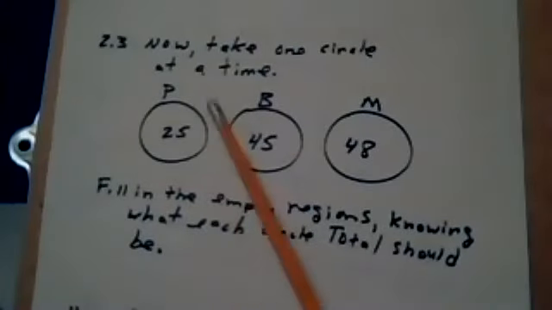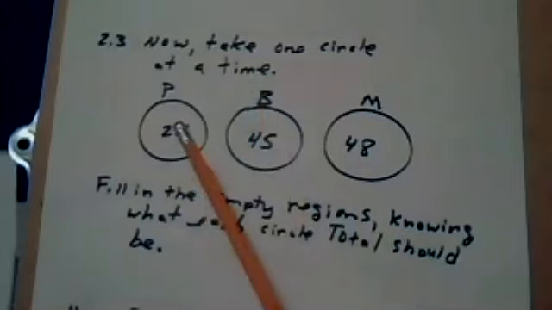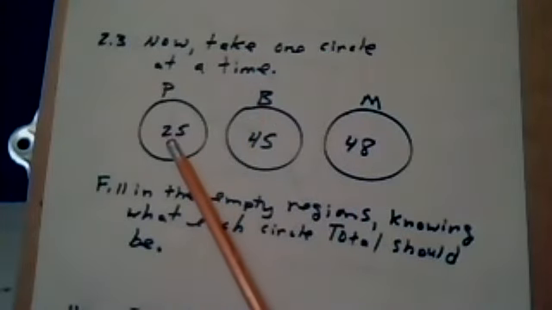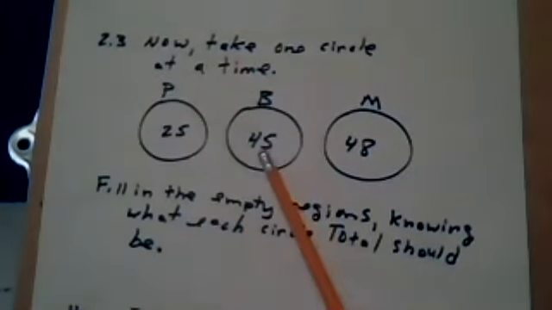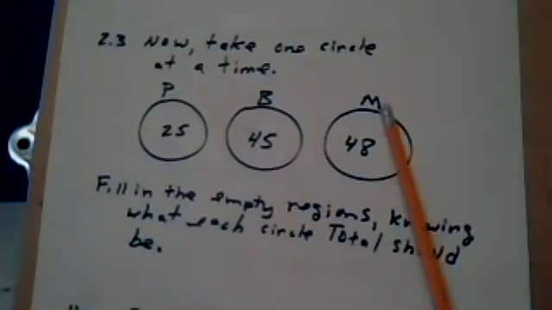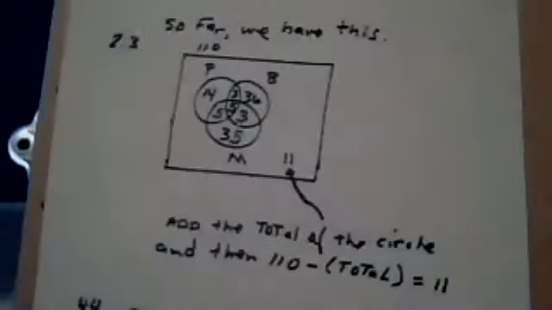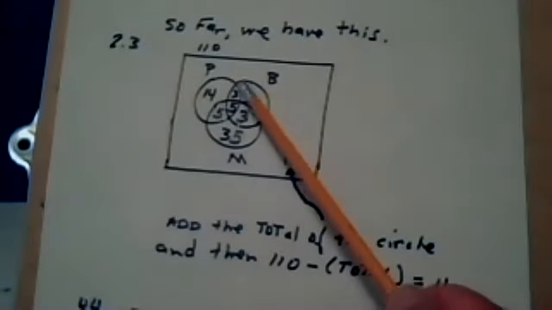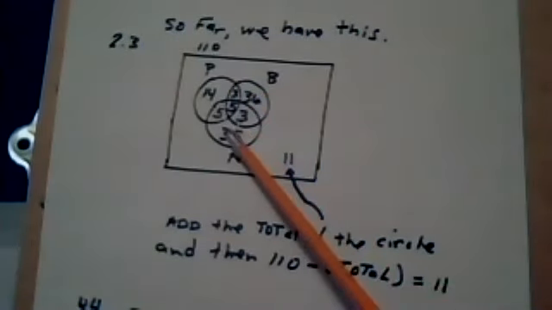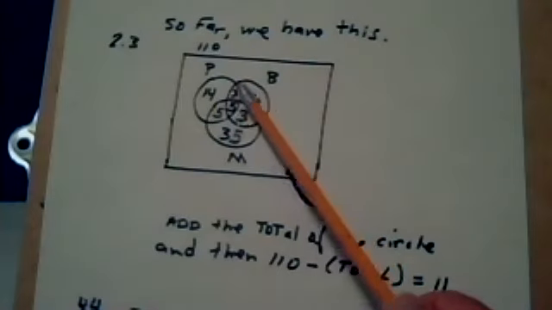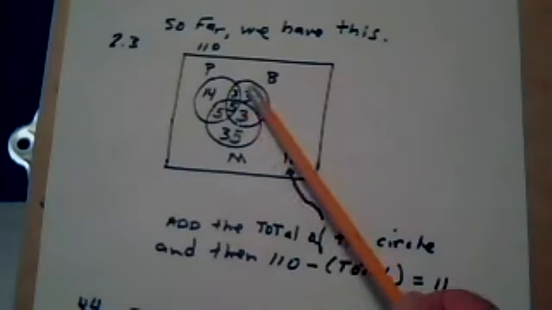And then now take one circle at a time. They told us in the list there were 25 taking physics, 45 taking biology, and 48 taking math. Now fill in the empty regions knowing what each circle total should be. So if you put it all together, you get all these numbers. You'll find a number for each of these regions.